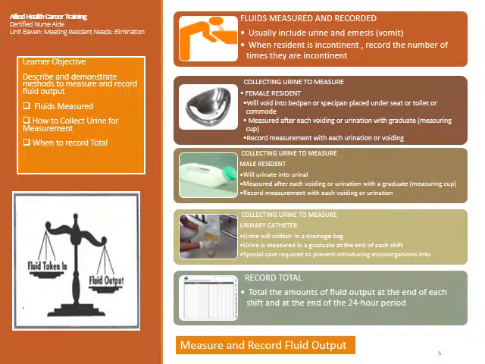We need to record the total amount of fluid output at each shift and at the end of the 24-hour period. Remember, at midnight starts a new 24-hour period. So after every shift, you need to document the fluid output for your shift. Then the next shift will do the same, then the next shift will do the same, and then we'll get a total for a 24-hour period.